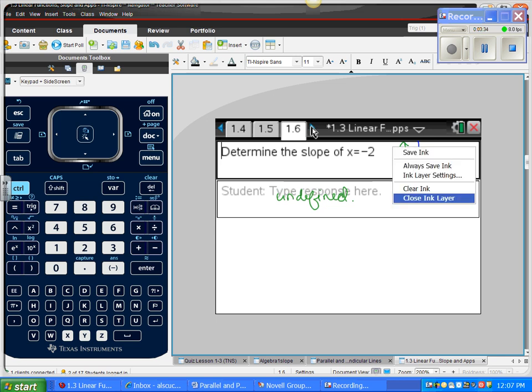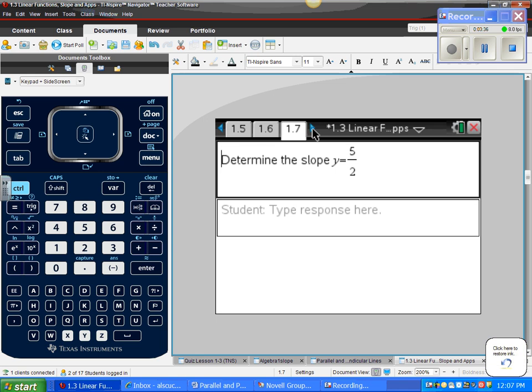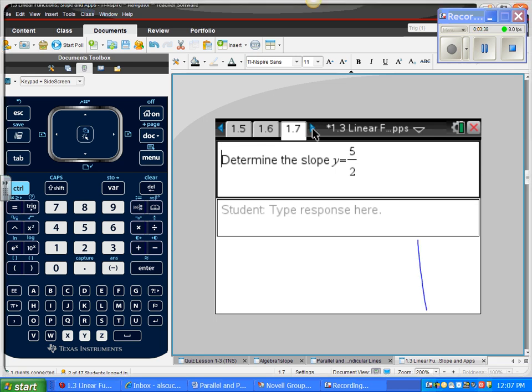Next page. Y equals 5/2 or 2.5. Again, you need to decide if it's vertical or horizontal. The y-axis is your vertical axis, so your y equals is going to be a horizontal line at 2.5. So this is going to have a slope of 0.